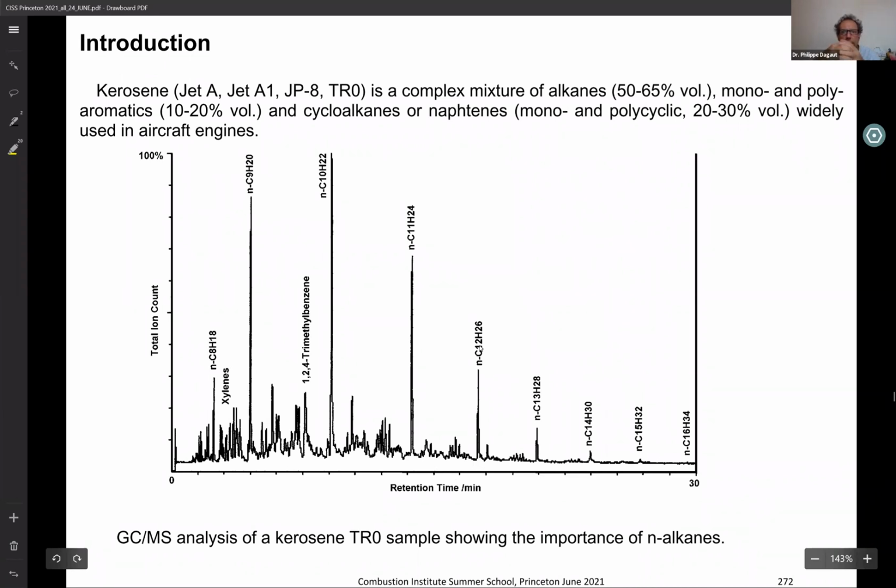This is the chromatogram I showed you before. It's a chromatogram of a kerosene sample where beside the normal alkanes, we have species like 1,2,4 trimethyl benzene. We have xylenes and many other aromatics here. We have some mono and polycyclic species, which were not taken into account in this model.